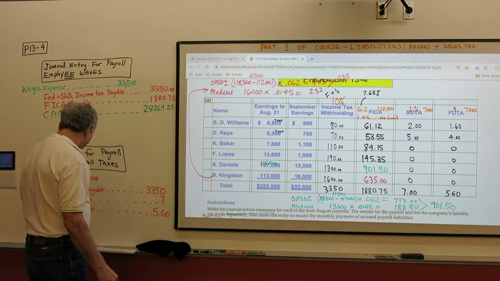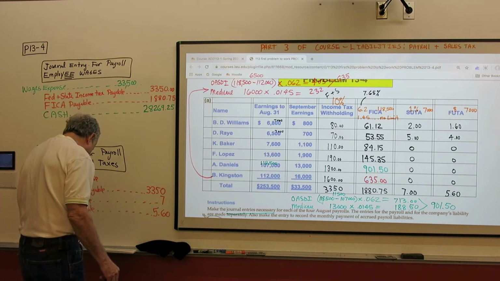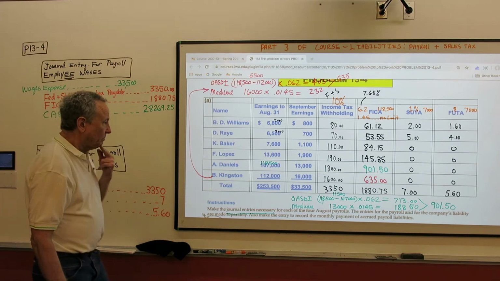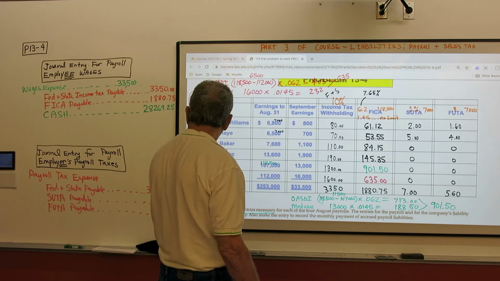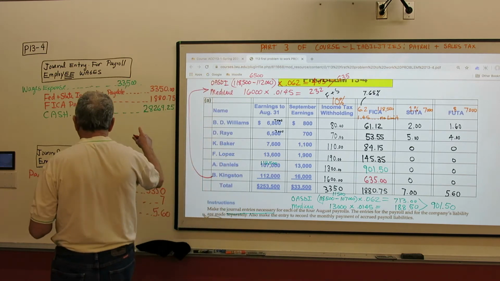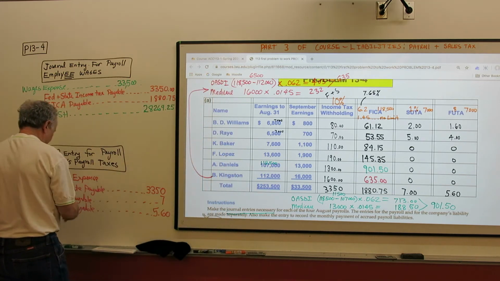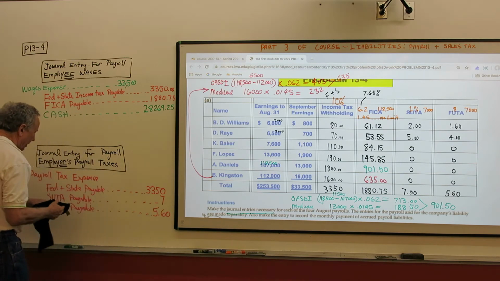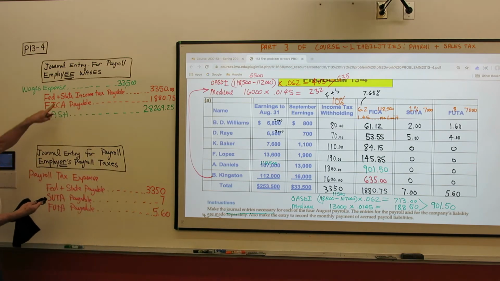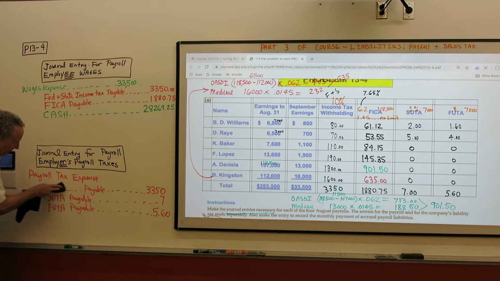Let's see, if you add all of them up, oh, I added the wrong one. Yeah, I should have put that down there. I should have put here, oops, I made a mistake. Yeah, they're going to match, but they're going to match the FICA. I wrote down the wrong thing here.